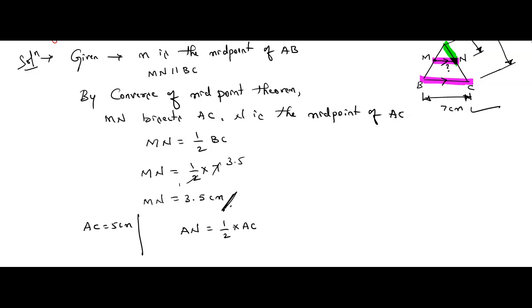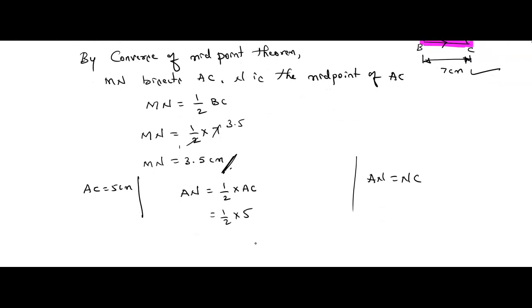AN is equal to half of AC, correct? Yes, because N is the midpoint. We have already shown N is the midpoint. Then AN and NC both will be equal, no? So AN is nothing but half of AC, that is half of 5. So what is half of 5? That is 5 by 2, that's nothing but 2.5 centimeters. So the value of AN is 2.5 centimeters.